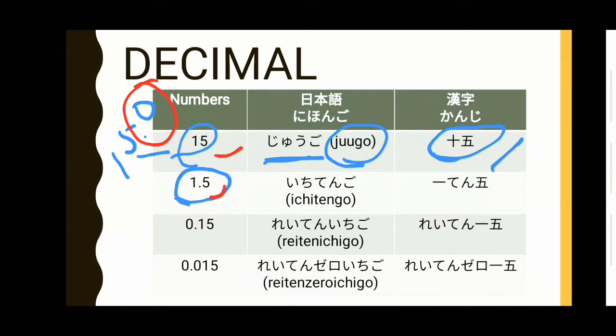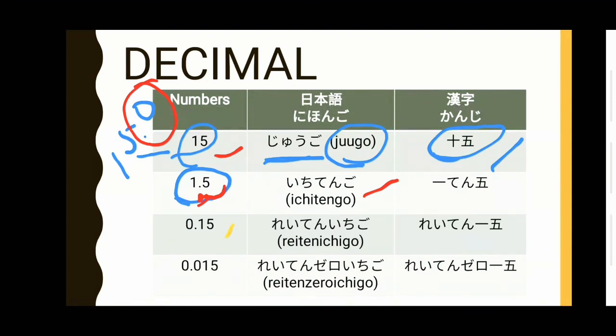So I moved it so that the point, or decimal point, goes in the middle. The 1 in Nihongo is ichi. The decimal point is ten. And the 5 is go. So if we read it, it is ichi, ten, go.